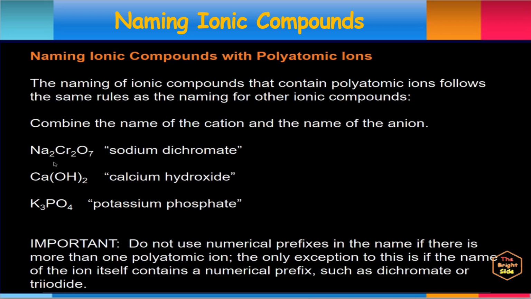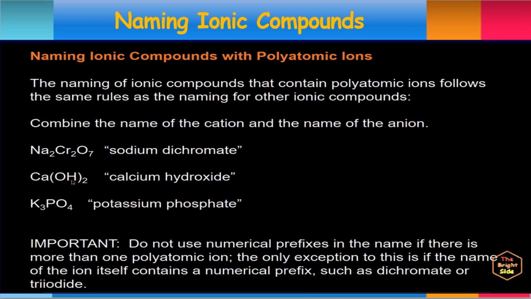But if you memorize your polyatomics, then you'll recognize this as the dichromate ion. It has a charge of 2 minus, and so it requires 2 sodium 1 plus cations to neutralize that charge. And then we're just going to call it sodium dichromate. Name of the metal cation, name of the polyatomic.